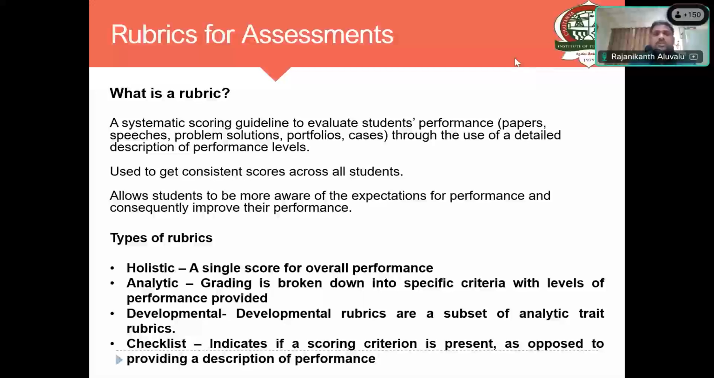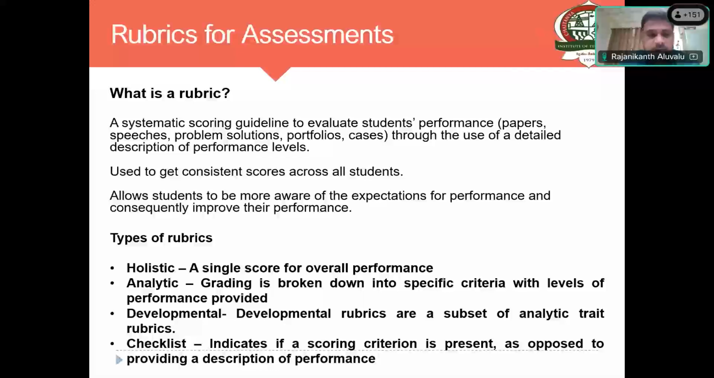But when I'm talking about rubrics, they are of various types. We have a kind of rubric we call a holistic rubric, wherein we give a single score for the overall performance. We have analytic rubrics, where the grading is broken down into specific criteria with levels of performance provided. I will give some examples for you. There is another rubric which we call a developmental rubric, which is nothing but a subset of the analytic rubric. And then we have a checklist. As well, we also have scaling.